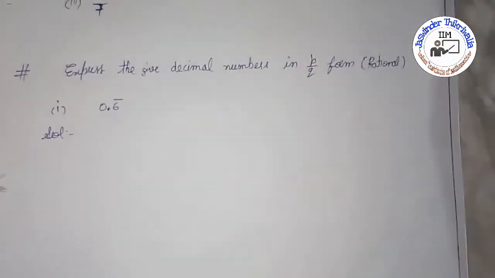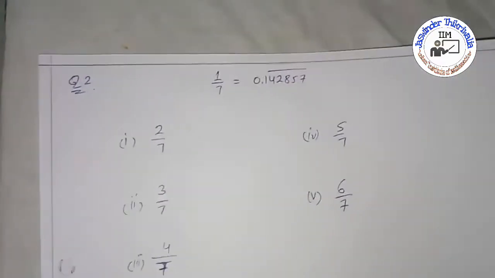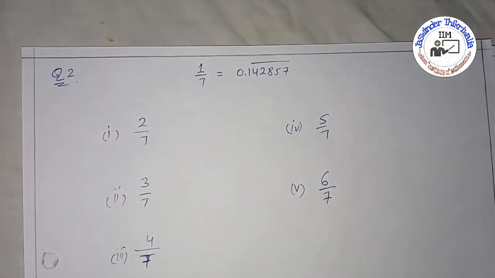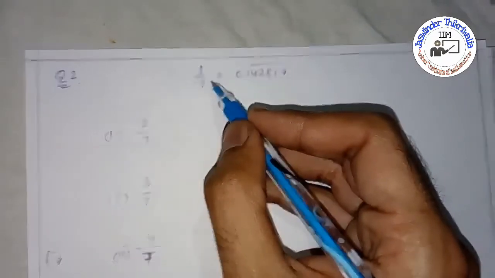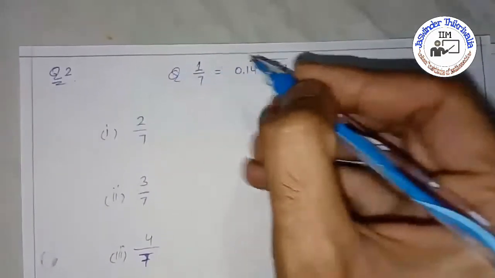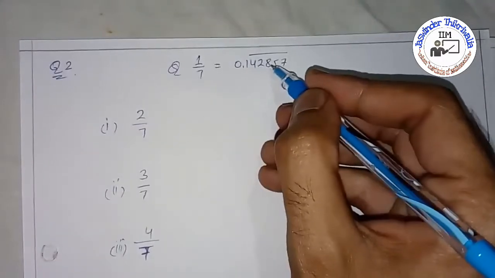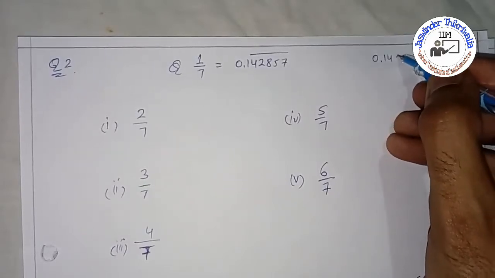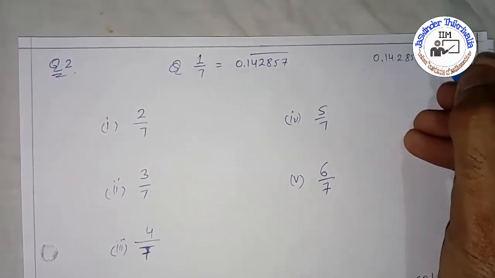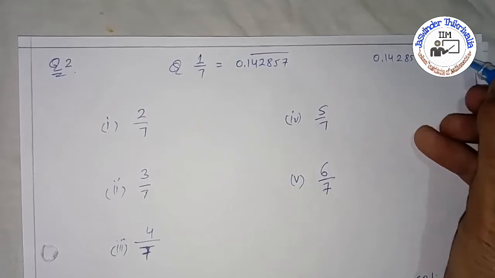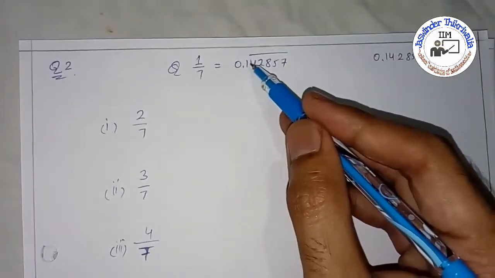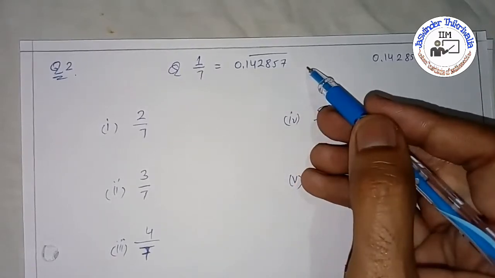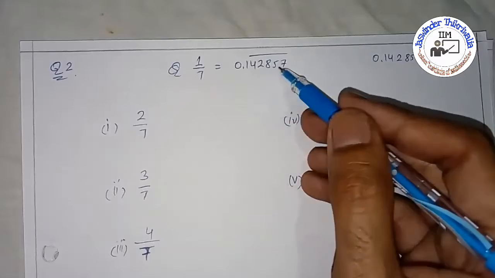Let's now discuss the second question. In the second question they have given in the statement that you know the value of 1/7, that means this rational number's decimal expansion is 0.142857. What it means is that this 142857 is repeating. Okay, so this is which type of expansion? This is a non-terminating and recurring expansion. So this is of a rational number.